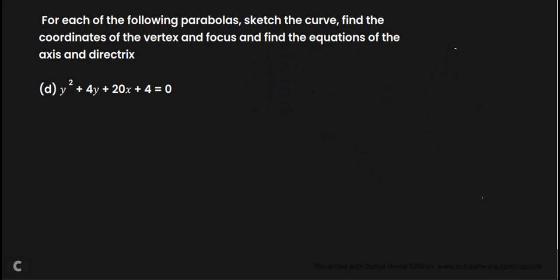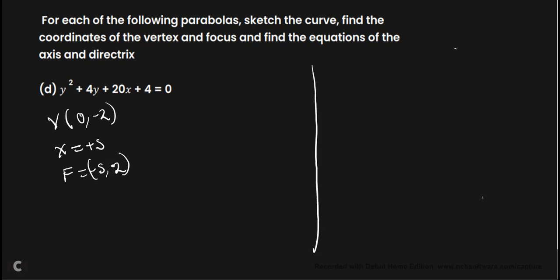So on our graph, what was the vertex? The vertex was (0, -2). What was the directrix? The directrix was x = 5. The focus was (-5, -2), right? So let's plot what we have.